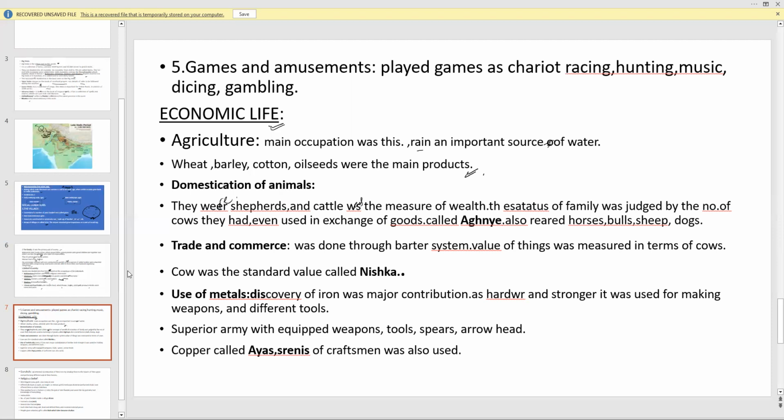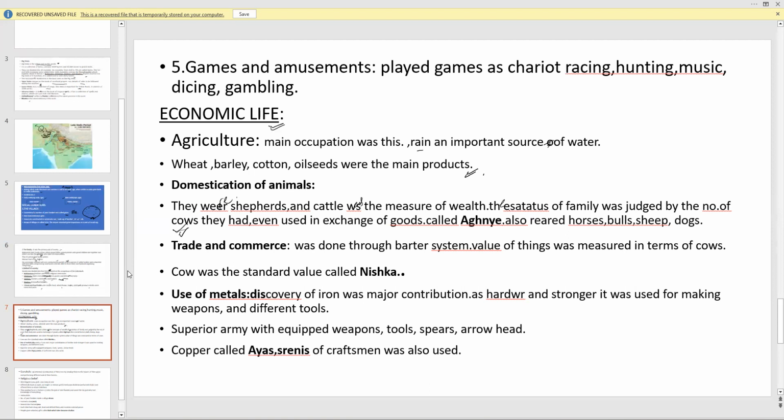Even now in our society, the Gaddi community, if you have read about them, they have a lot of cattle, they move, and that is their measure of wealth. It is not that they are very poor, they are very rich people, and the cattle are the measure of wealth and the source of income for them. So the status of a family was judged by the number of cows they had.